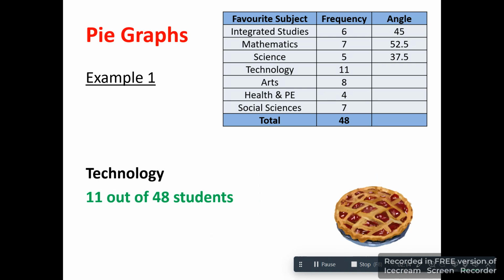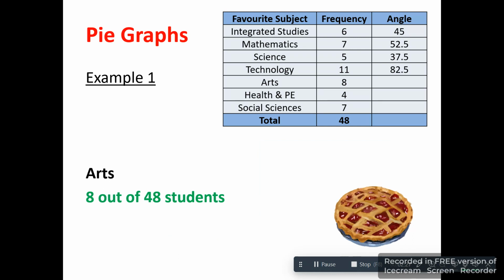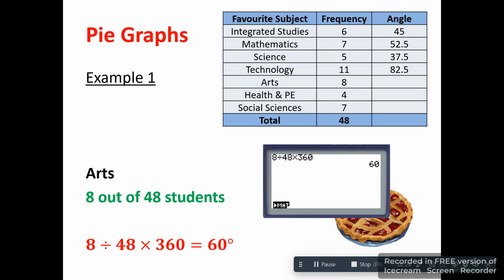Technology should be the biggest sector because it's got the most people out of 48. So 11 divided by 48 times 360 gives us 82.5 degrees. And we can keep going with arts, do the same with arts. 8 out of 48 times 360 gives us 60 degrees.